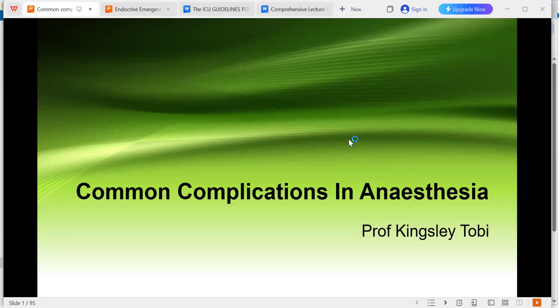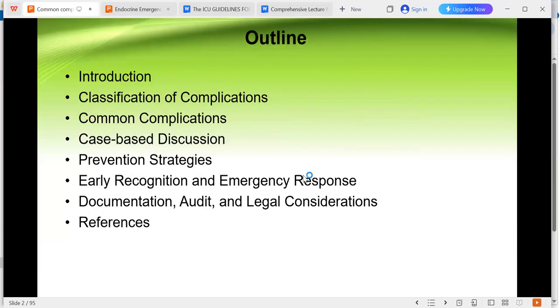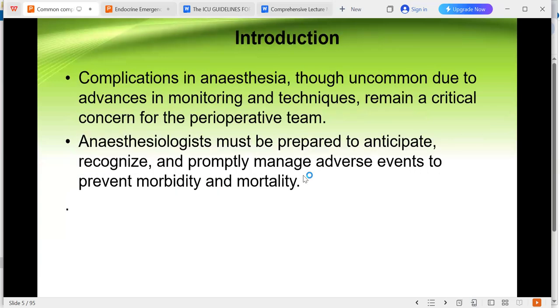Following popular demand, we're going to continue with the topic from last week, common complications in anesthesia. I saw from the polls that the majority of us want us to conclude on this very important topic, so I've yielded to it, and we'll go through them. Hopefully we'll be able to finish them. We looked at the linear outcomes already, so let's just go.